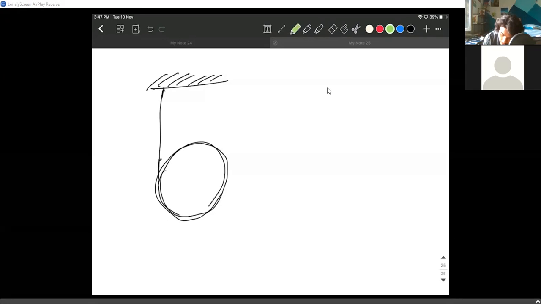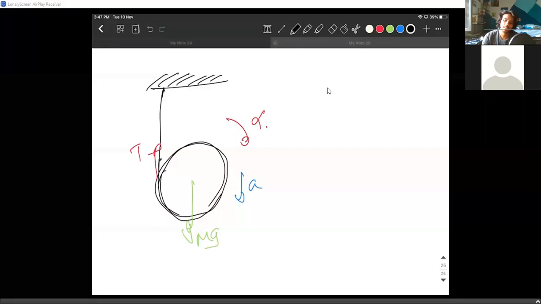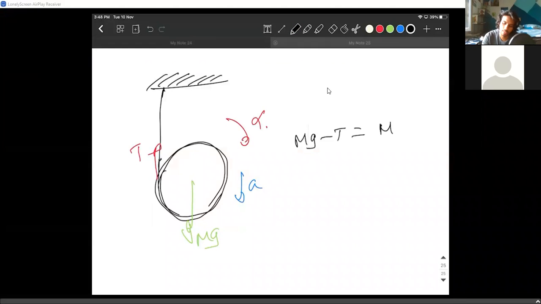Now mass is given, so mg is acting downwards for sure, tension is acting upwards, and the body is accelerating linearly, and the body is also accelerating angularly. That is an important point here. So I'm going to write both equations, the linear equation and the angular equation. For the linear equation, basically mg minus T equals mass into acceleration. That's all.